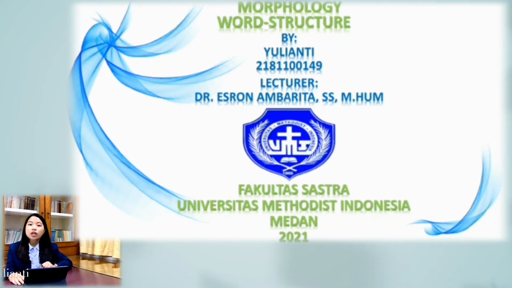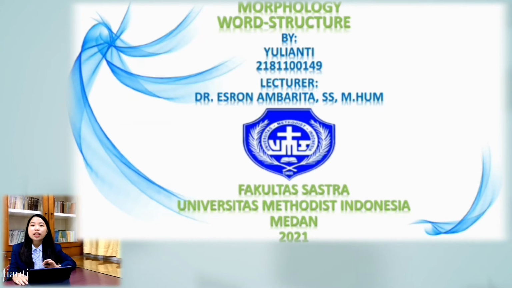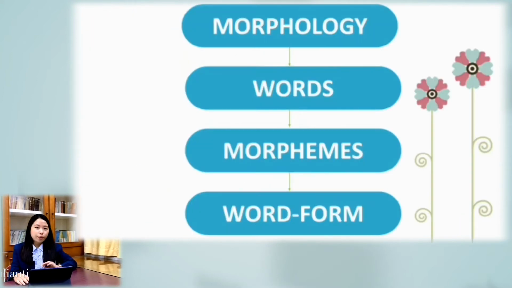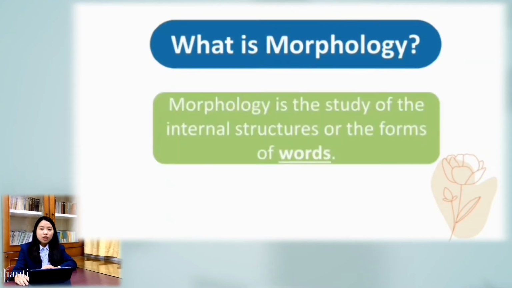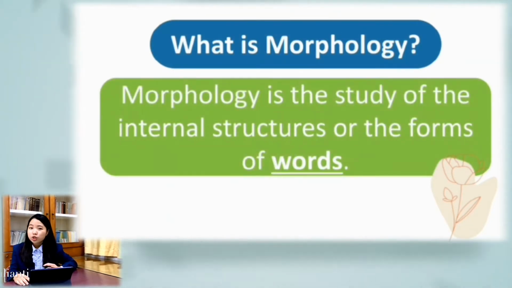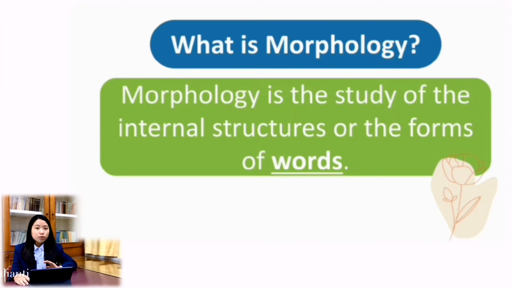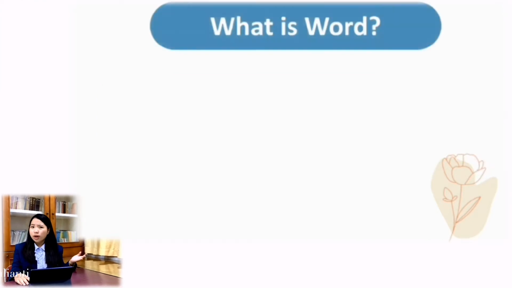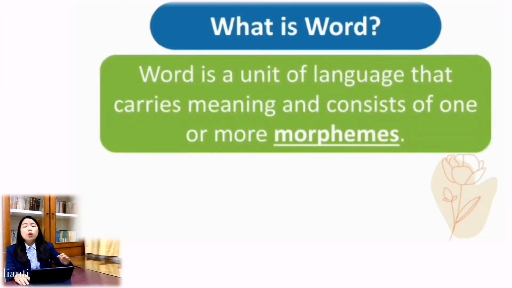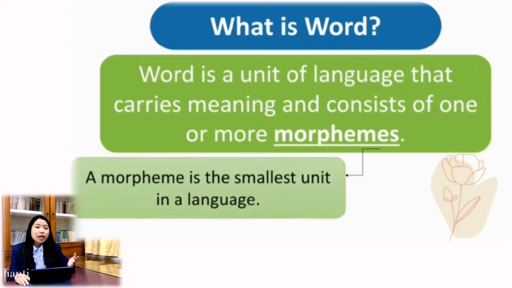I'm Yulianti. In this video, I'd like to share a little bit about morphology, especially in the study of word formation. Let's get started. What is morphology? Morphology is the study of the internal structures or the forms of words. So what is a word? A word is a unit of language that carries meaning and consists of one or more morphemes. So what is a morpheme? A morpheme is the smallest unit in a language.